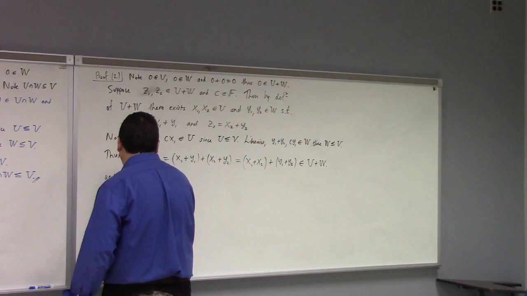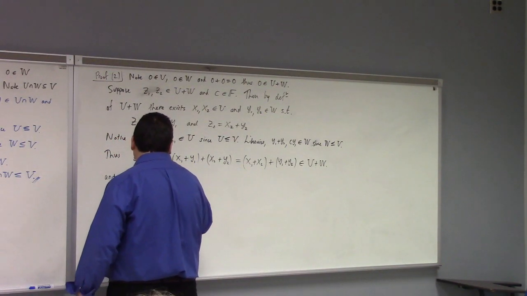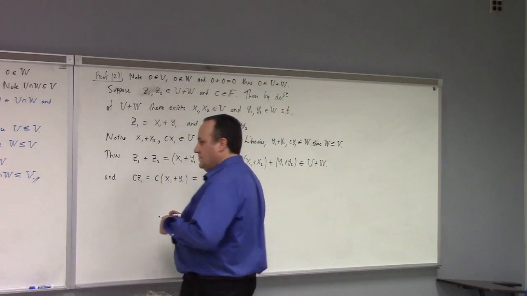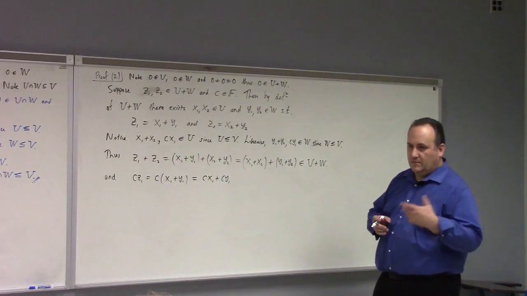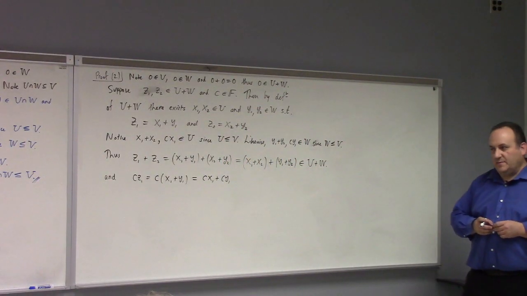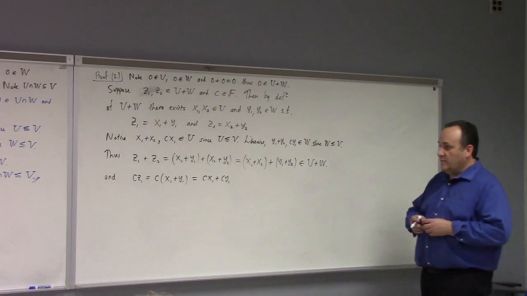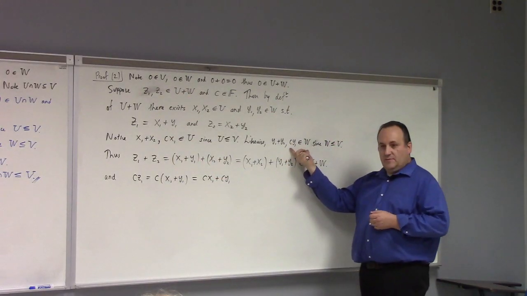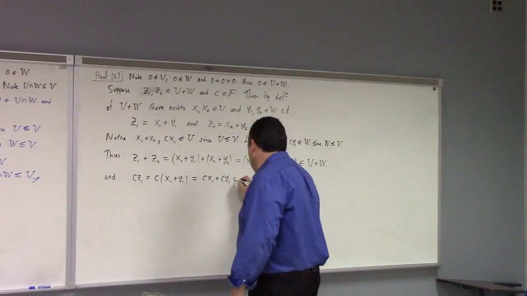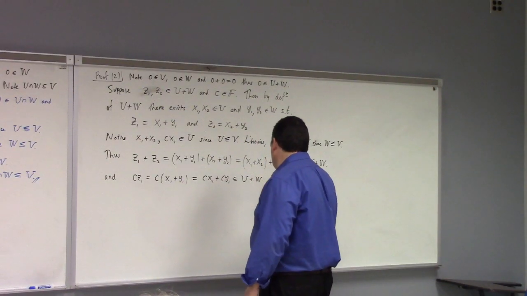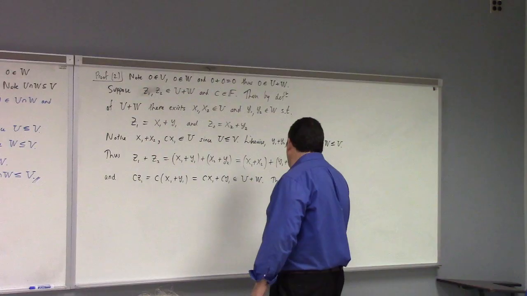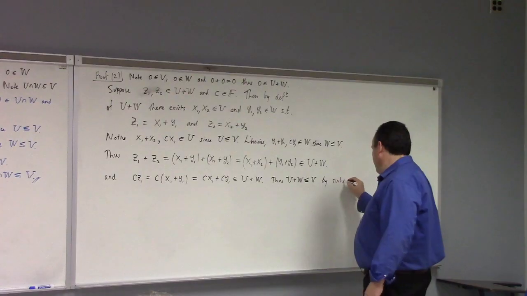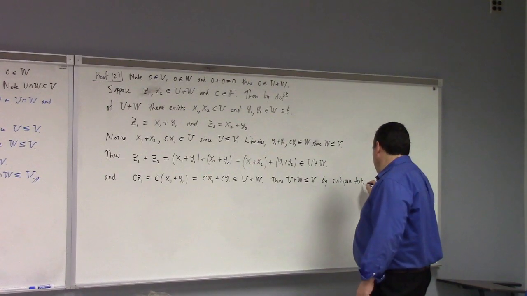How about scalar multiplication? How about C times Z1? Well, that's C times x1 plus y1 by our previous comments, which is CX1 plus CY1 by the defining axioms of a vector space. That's how scalar multiplication works. But we just had up here that CX1 is in U and CY1 is in W. Consequently, this is an element of U plus W, right? Thus, U plus W is a subspace of V by the subspace test. And we're done.